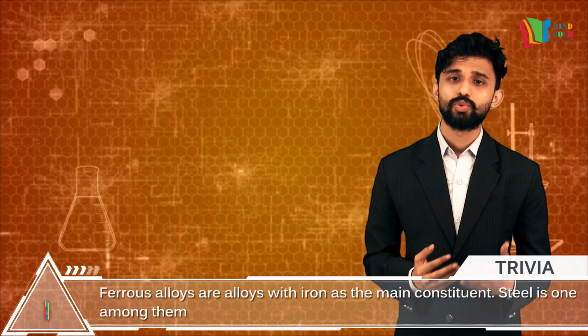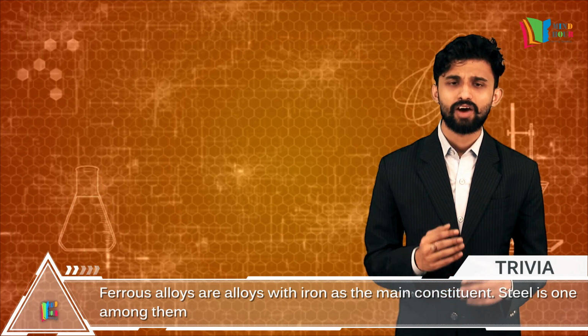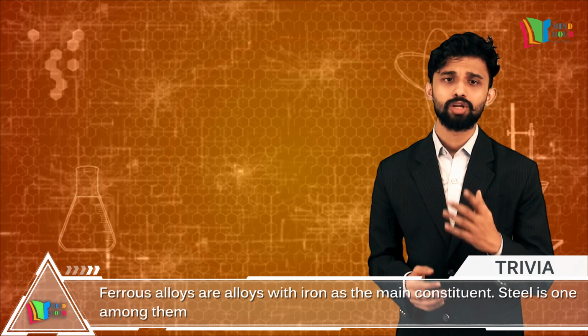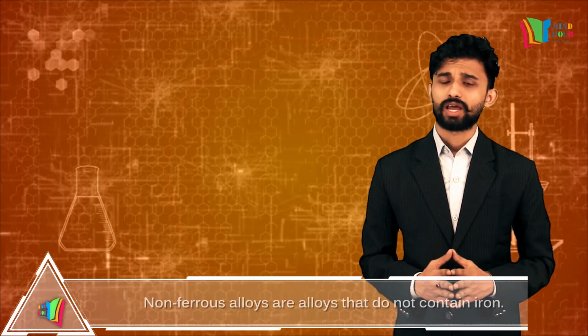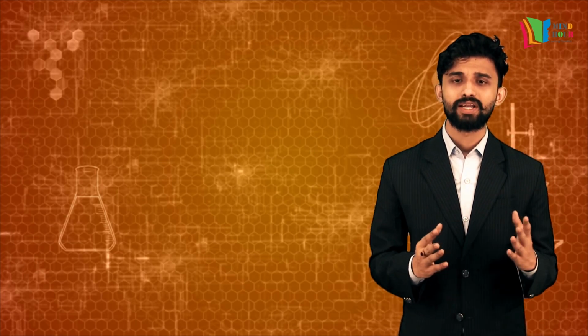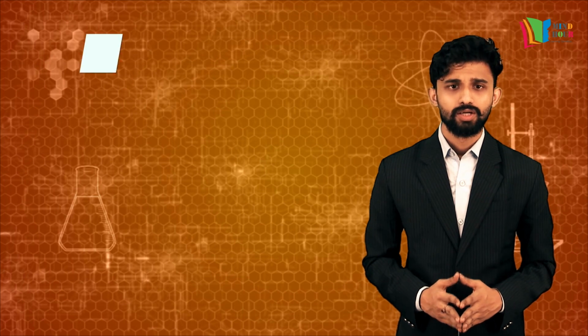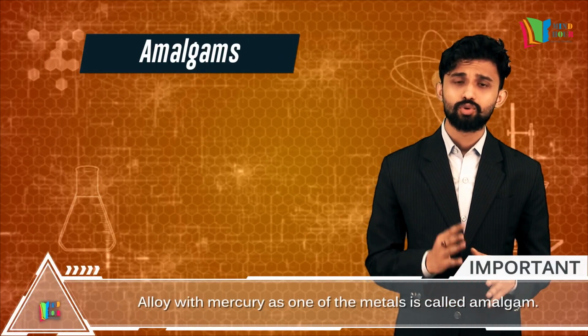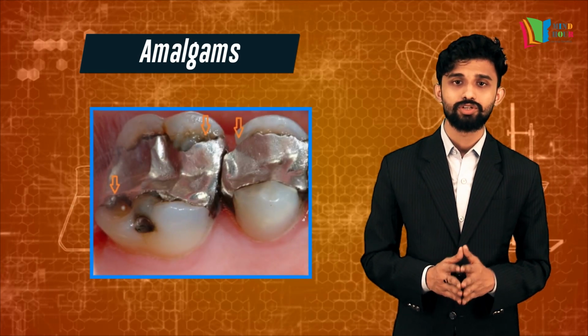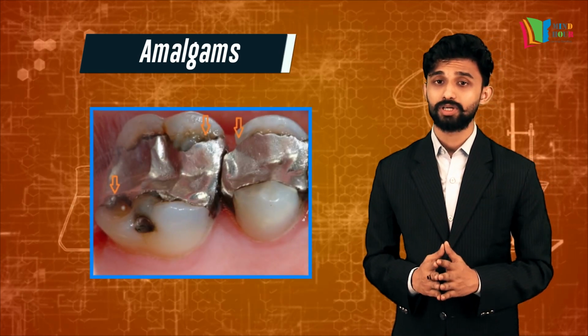Ferrous alloys are alloys with iron as the main constituent and have other elements like carbon, chromium, vanadium, tungsten, and molybdenum. Non-ferrous alloys are alloys that do not contain iron as a component, for example, alloys of aluminum, copper, lead, tin, titanium, zinc, nickel, cobalt, tungsten, molybdenum, magnesium, and precious metals. Amalgams refer to alloys of mercury with other metals. For example, dental amalgam, used in tooth fillings, is an alloy of mercury and silver.